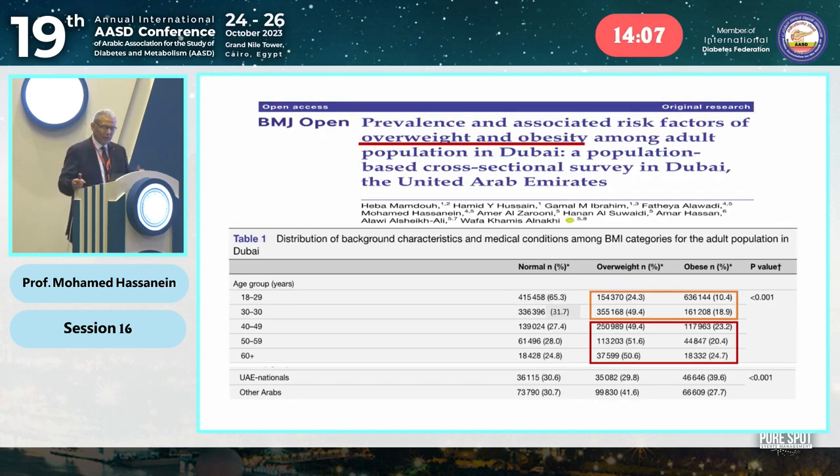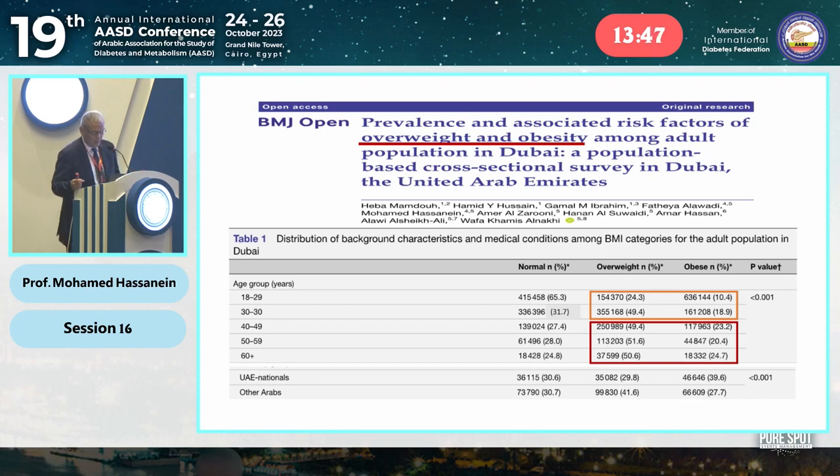So we end up with what? With obesity. And here is the data that we have published, again from the same survey in Dubai, and it's not too different from what we see here. I'm sure if we do similar surveys in Alexandria or Cairo or Egypt in general, we'll come up with more or less the same figures.